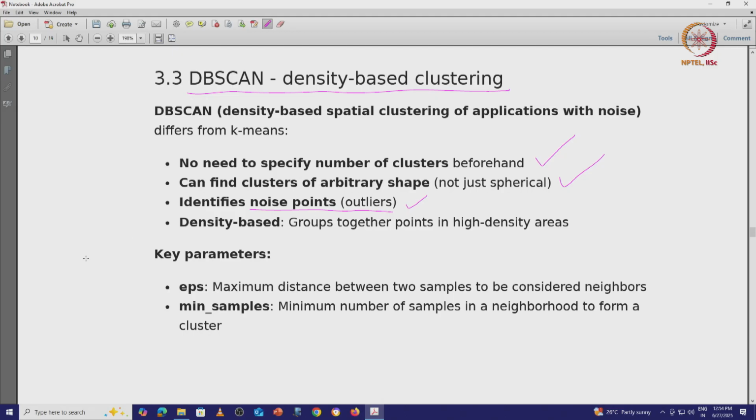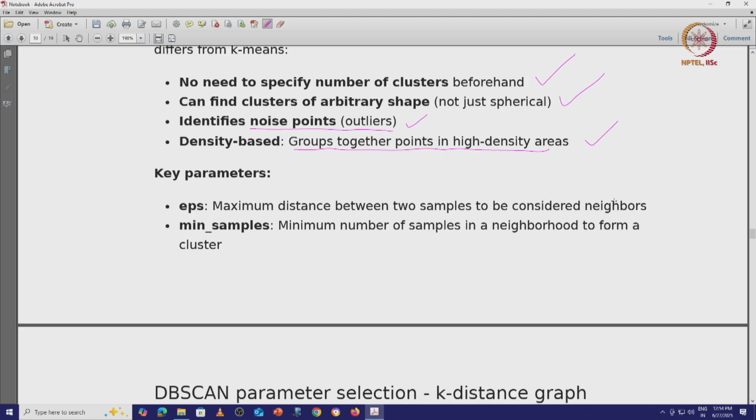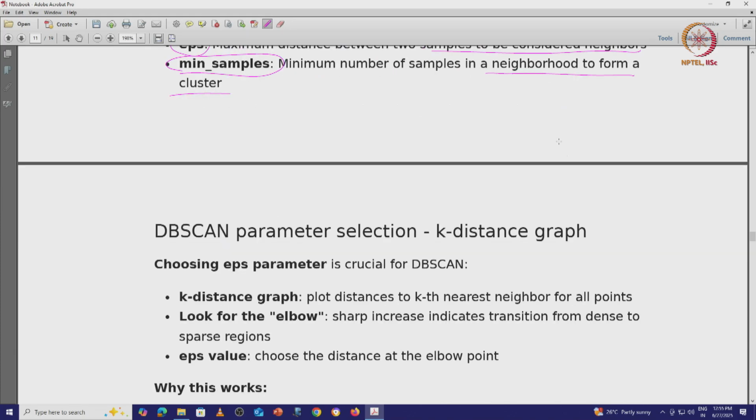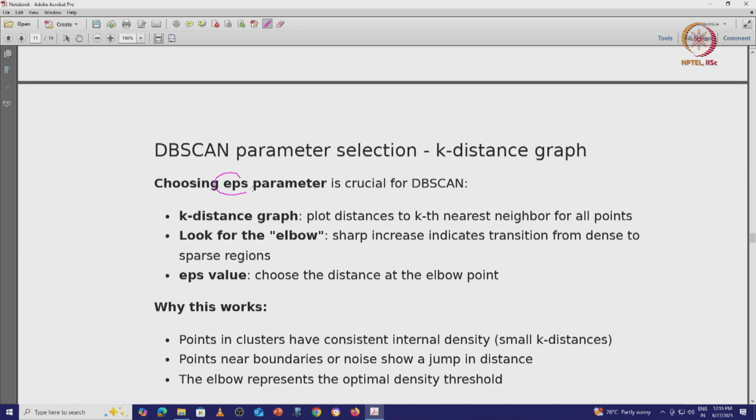And obviously, as the name suggests, it is density based and groups points which are closely packed together in high density areas. The key parameters here are epsilon, which is the maximum distance between 2 samples to be considered as neighbors, and then the minimum number of samples which are needed in a neighborhood to form a cluster, right? So these are obviously very crucial parameters, but these are needed, and of course there are several advantages like what we discussed above. Alright, so the first thing is we need to choose this epsilon parameter.